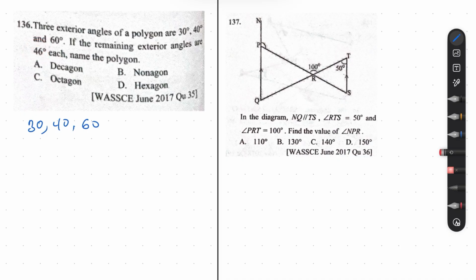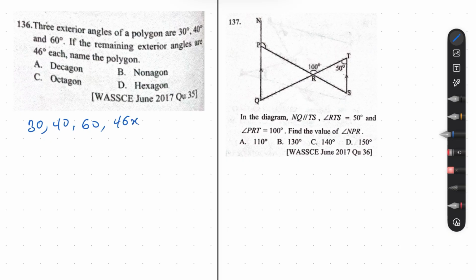So in order to find the number of angles remaining, we just need to multiply this 46 by x, then we add it to this. Because we don't know how many angles are remaining, but we know that each of them is 46. So if the number of remaining angles is x, then the remaining sum of the angles will be 46 times x. That is 46x, right? So let's write it here. 46x.